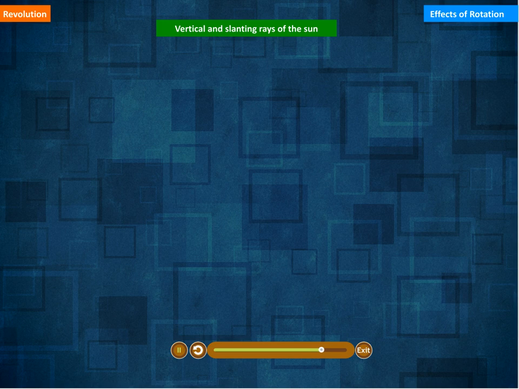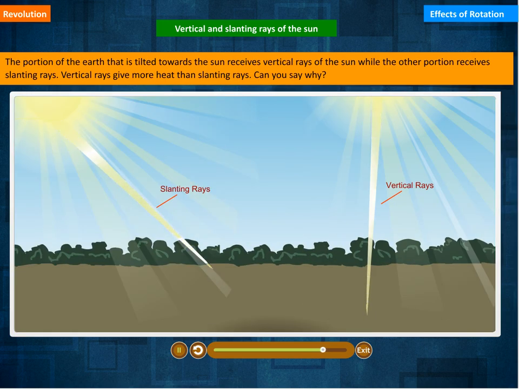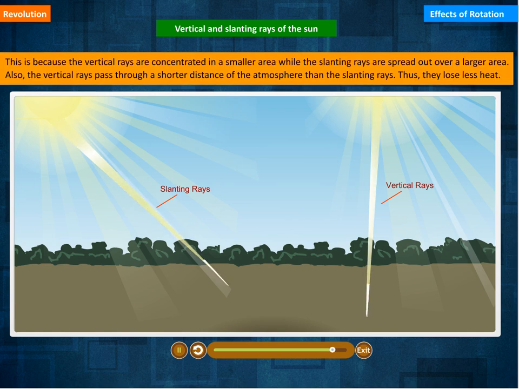Vertical and slanting rays of the sun. The portion of the earth that is tilted towards the sun receives vertical rays of the sun, while the other portion receives slanting rays. Vertical rays give more heat than slanting rays. Can you see why? This is because the vertical rays are concentrated in a smaller area, while the slanting rays are spread out over a larger area. Also, the vertical rays pass through a shorter distance of the atmosphere than the slanting rays. Thus, they lose less heat.